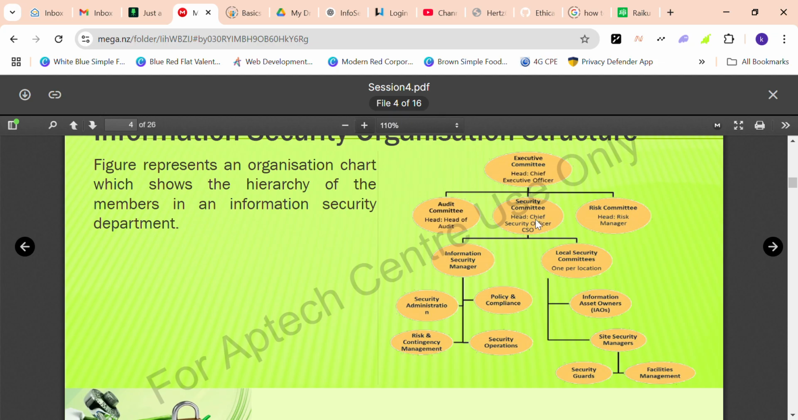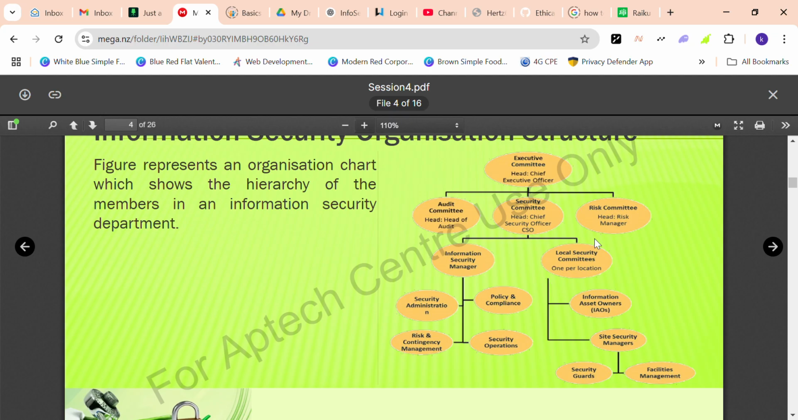Now, in the security committee, this is how they are also divided. Under the security committee, we also have some departments. The information security manager will be the head of all these departments. The information security manager will oversee policy and compliance, security administration, security operations, risk and contingency management. The chief security officer will oversee the information security manager.